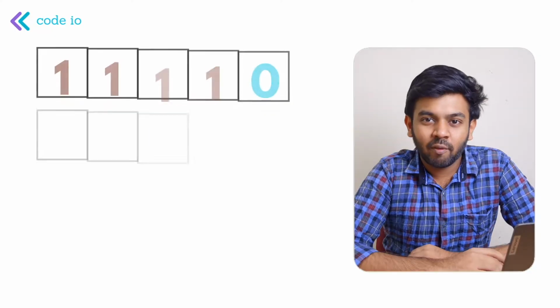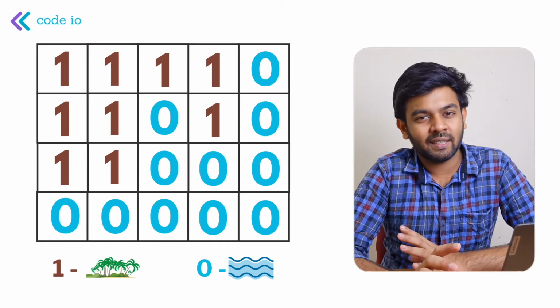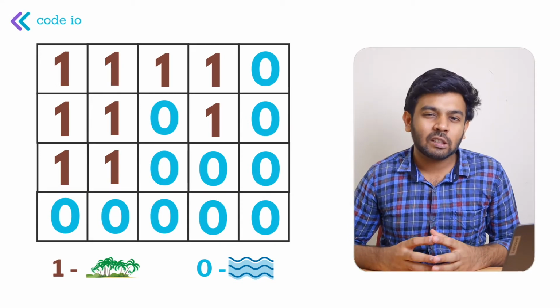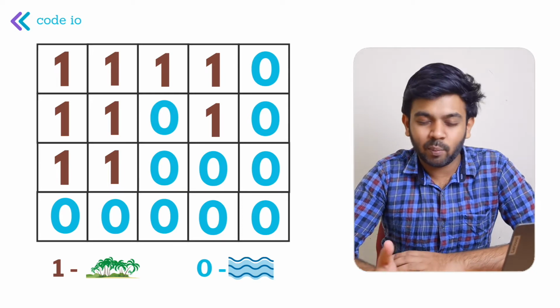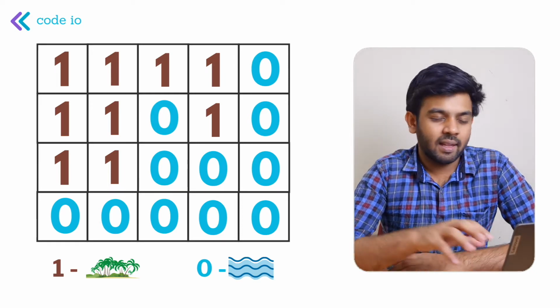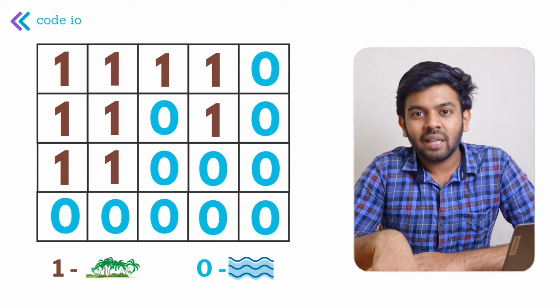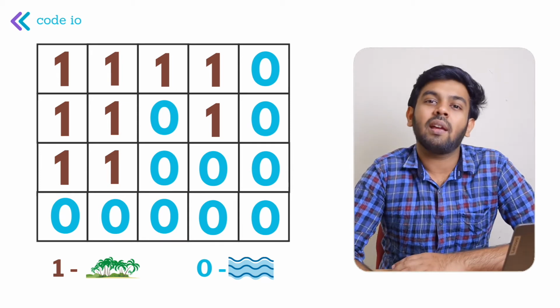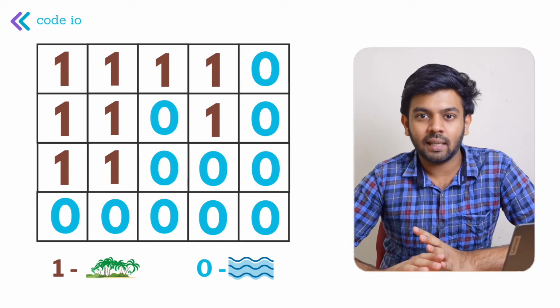So, in the question, we are given a binary matrix. What do I mean by a binary matrix? The elements in this matrix are either 0 or 1. That is why we are calling it a binary matrix. If the element is 1, it is considered land. If it is 0, it is considered water. So that basically is it.